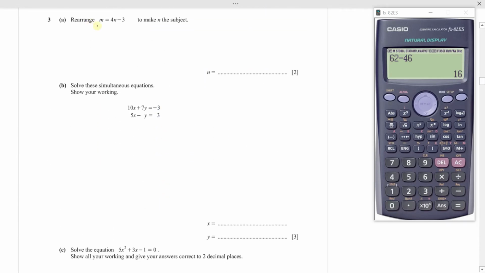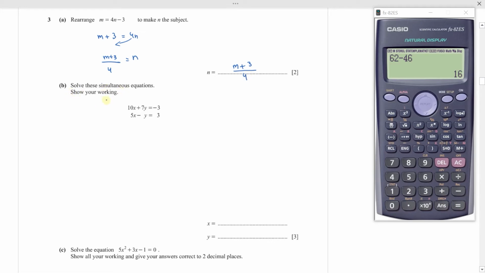Question number 3 is: rearrange m = 4n - 3 to make n the subject. To make n the subject, I will take this 3 to the other side. So I will get m + 3 = 4n, and then bring this 4 here. So this will be (m + 3) divided by 4 = n. So your n value is (m + 3) divided by 4.